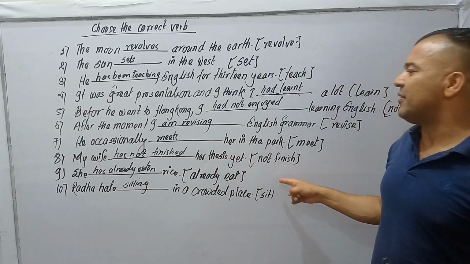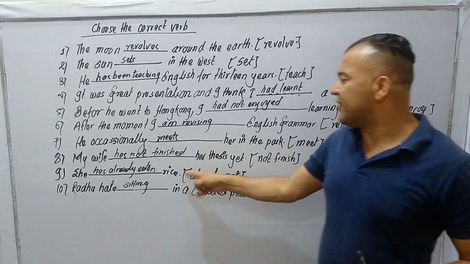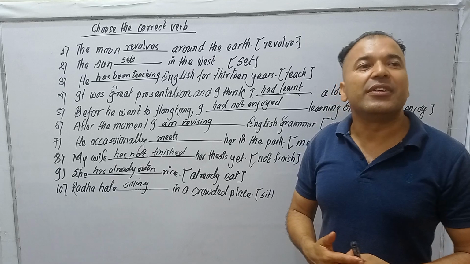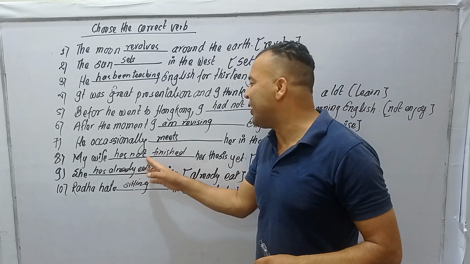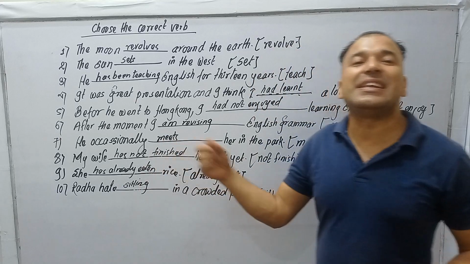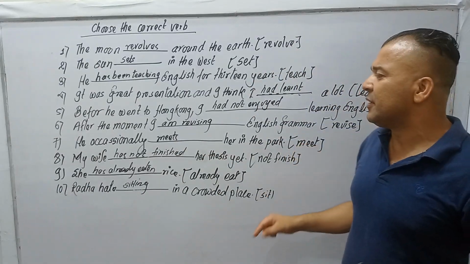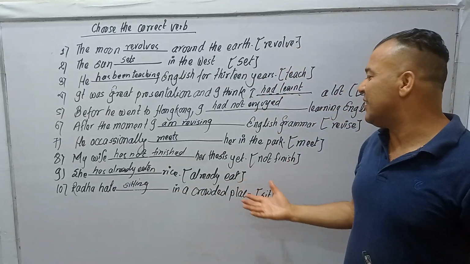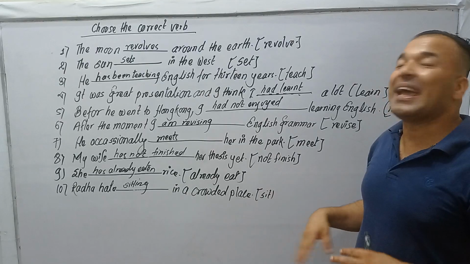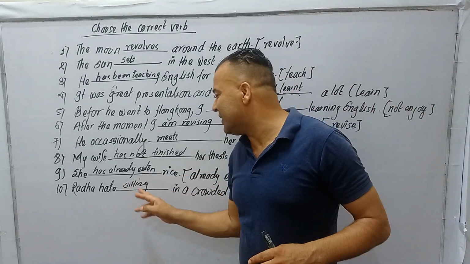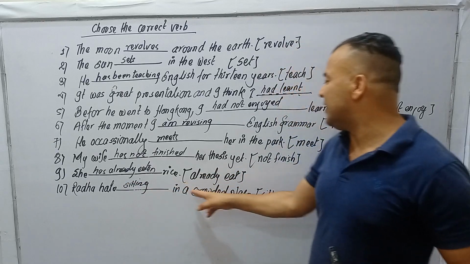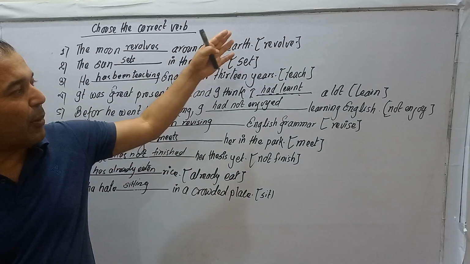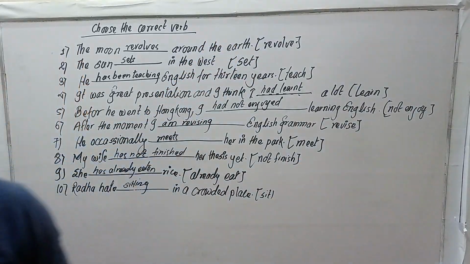She has already eaten rice. Has already is always used in present perfect tense. That's why she has already eaten: has plus already plus third form of eat. Radha hates sitting. Hates is the verb, and sitting is a noun. So we choose the noun sitting in a crowded place. Alright. This is how we choose the correct verb given in the bracket.